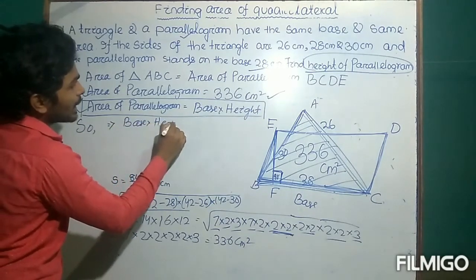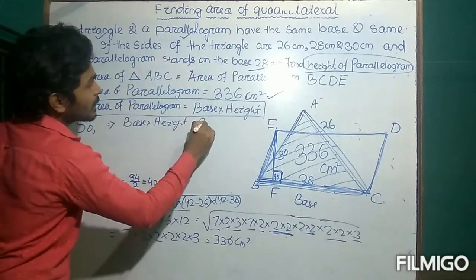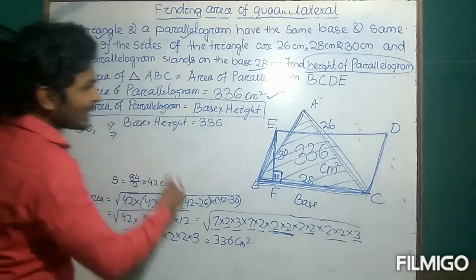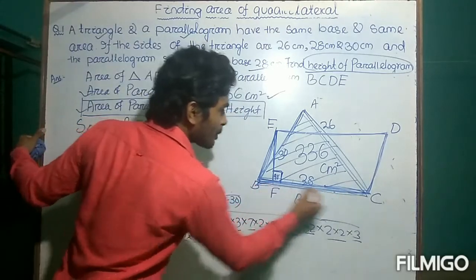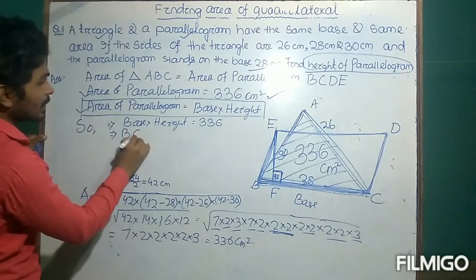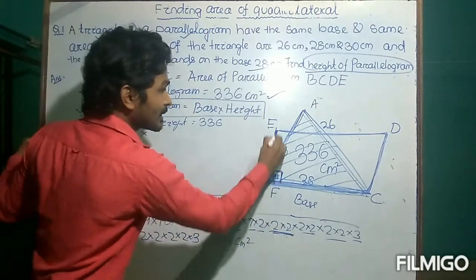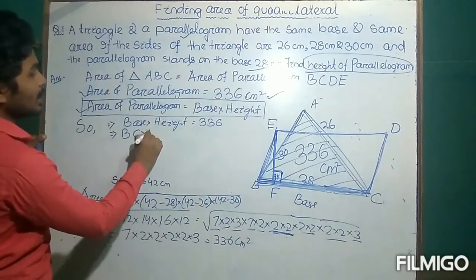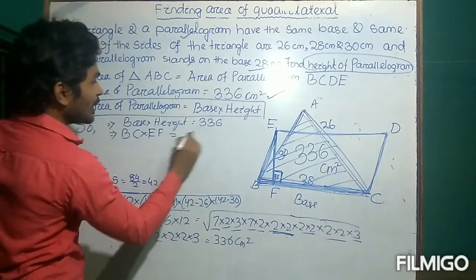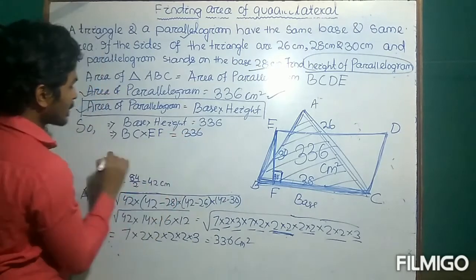Base into height is 336. Okay, and here what is the base of this parallelogram? BC. Okay, this is the base. And what is the height? This is the height, EF. Okay, base into height is equal to 336.